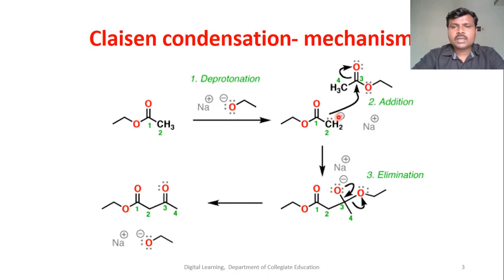This carbanion attacks another molecule of ethyl acetate at the carbonyl carbon atom, and the pi electrons move to the oxygen atom to give this compound. This is alkoxide ion. In the third step, elimination of ethoxide ion takes place to give beta keto ester. The pi electrons of this negative charge move between carbon and oxygen, and simultaneously the bond between carbon and this oxygen breaks and ethoxide ion is removed from the molecule. This results in the formation of beta keto ester.